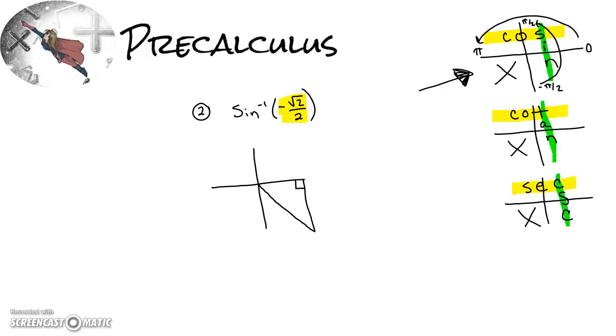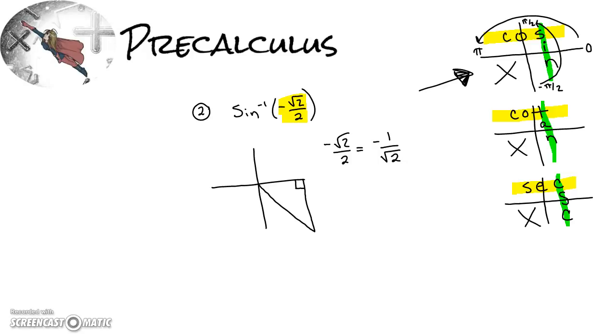Now, an easier way to deal with this number, so they would be giving you rad 2 over 2, just remember that before they rationalized this number, it would have been the same exact thing as negative 1 over rad 2.